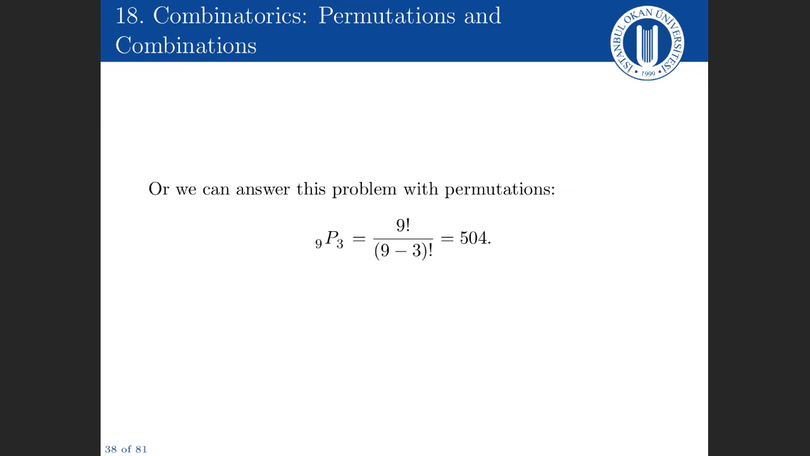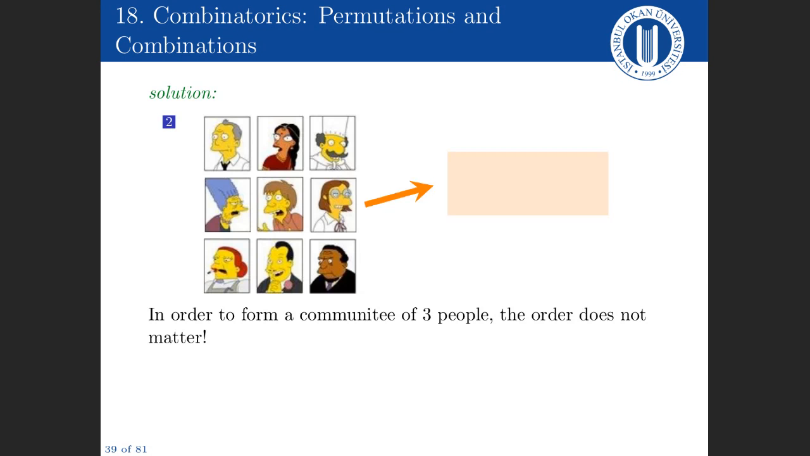Or we can answer this problem using permutations. The order is important because we're choosing the chairperson first, then a vice chairperson, and then the secretary. When the order is important, we use permutations. From 9 people, we're permuting 3 people. 9P3 is equal to 504. Part 2.